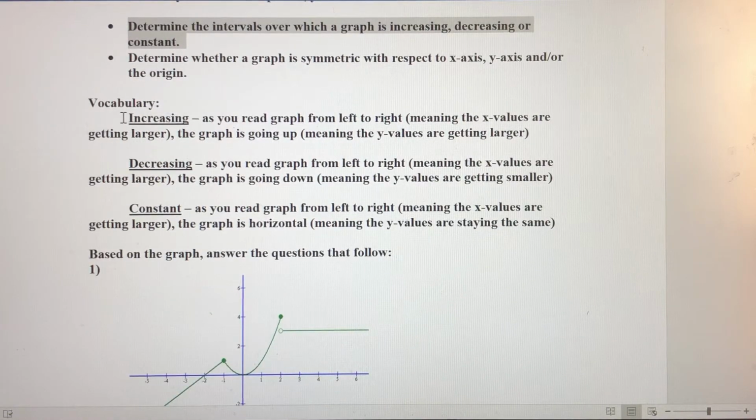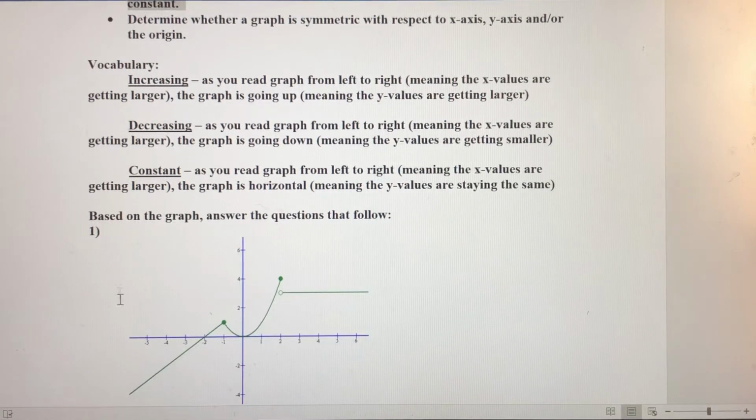A function is said to be increasing if, as you read the graph from left to right, which indicates the x values are getting larger, the graph is going up, which means the y values are getting larger. If you look at this linear piece right here, this is a piecewise function. This first piece is linear. Notice as we move from here to this point, the graph is going up. The y value is getting bigger. So this interval would be considered an increasing interval, or the function is increasing over this interval.